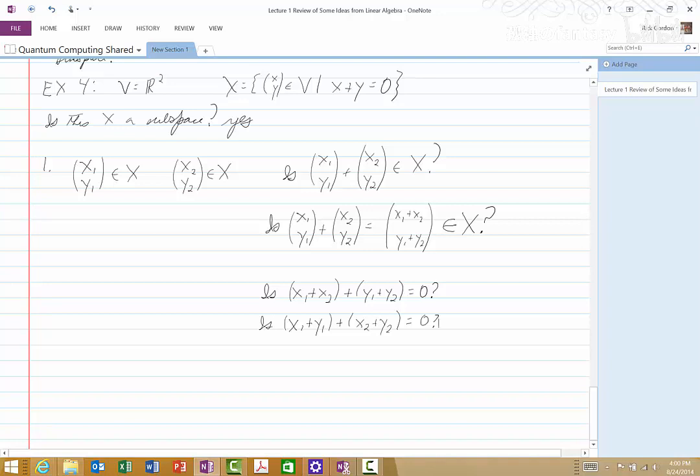Well, let's come over here to the right. We are told here that the vector x1, y1 is in X. Now, what does that tell us? That tells us that x1 plus y1 must be 0. Likewise, the vector x2, y2 is in X. What does that tell us? That tells us x2 plus y2 must be 0.